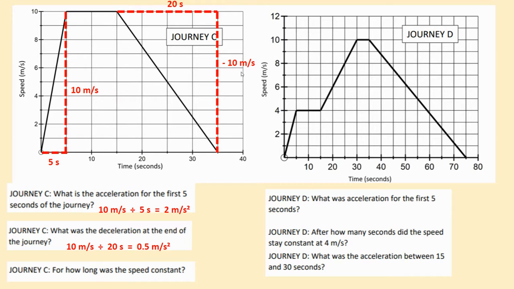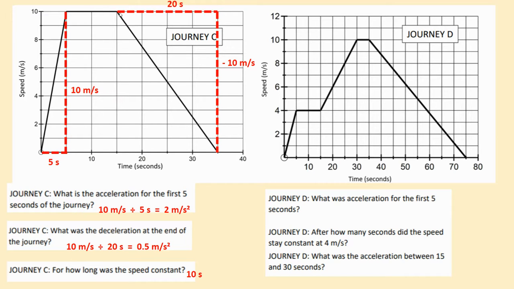And then the last part: for how long was the speed constant? You can see that is going to be where our horizontal line is at the top of the graph here, between the 5 and the 15 seconds. And so it was 10 seconds at a constant speed.